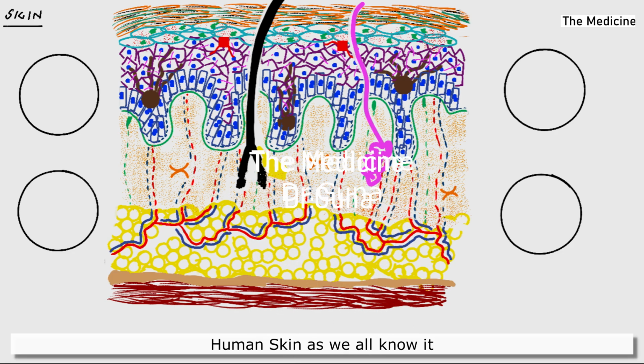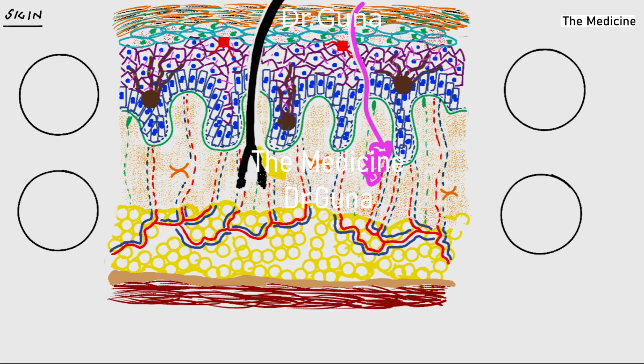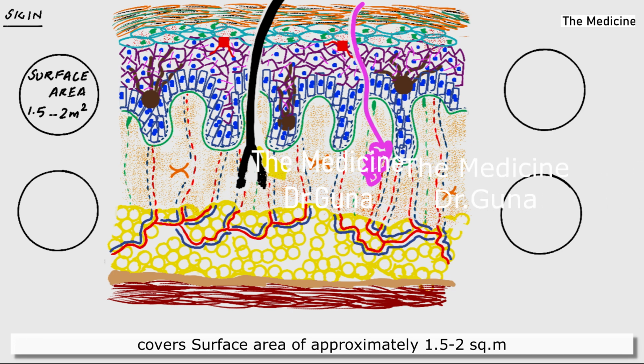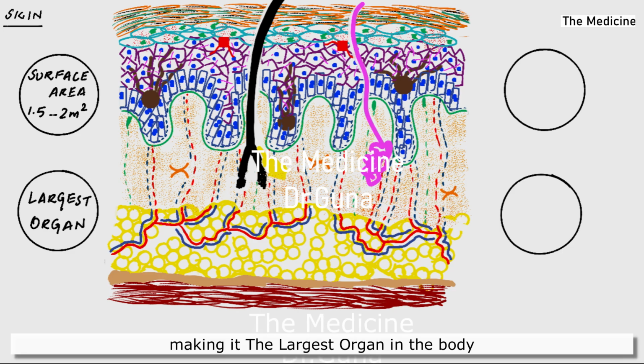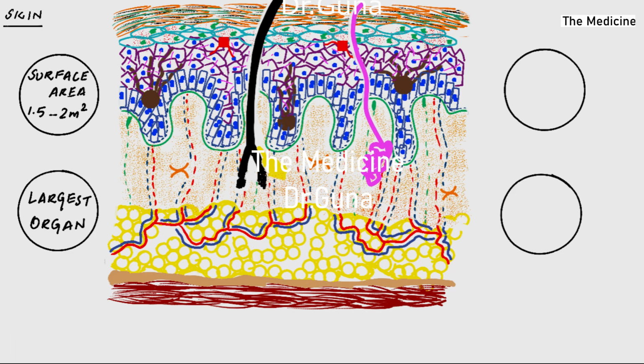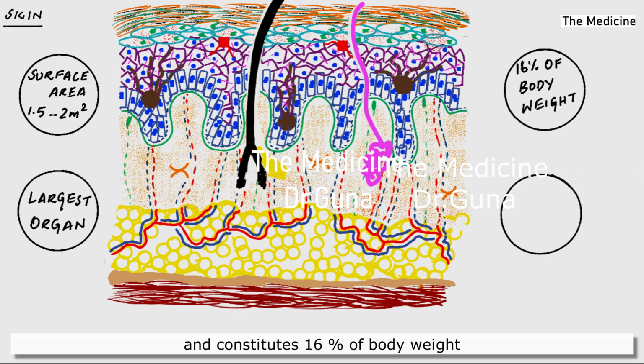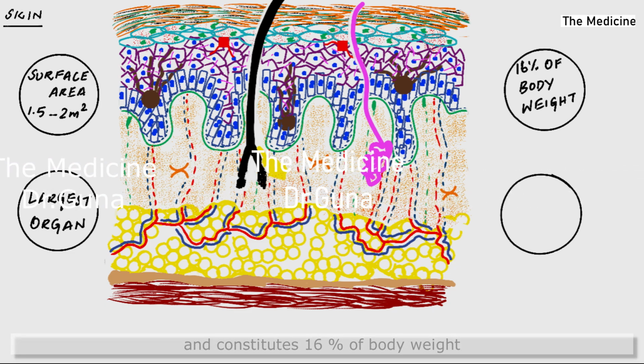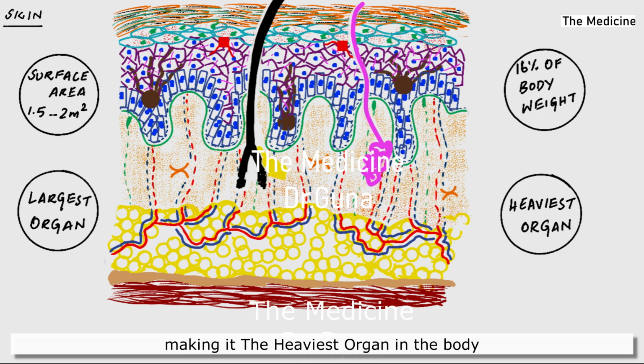Human skin, as we all know it, covers a surface area of approximately 1.5 to 2 square meters, making it the largest organ in the body and constitutes 16% of our body weight, making it the heaviest organ in the body.